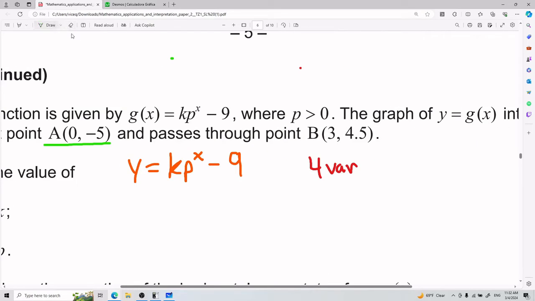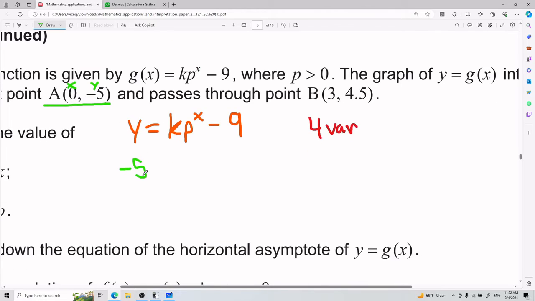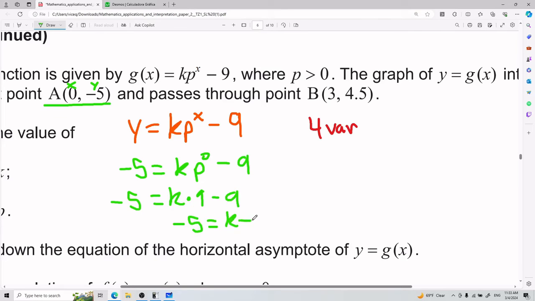It's going to work. If I go ahead and plug that in, my x is going to be 0, my y is going to be negative 5. So negative 5 equals k times p to the power of 0 minus 9. Now, something to the power of 0 equals what? Anything to the power of 0 equals 1. And so negative 5 equals k times 1 minus 9. Negative 5 equals k minus 9.